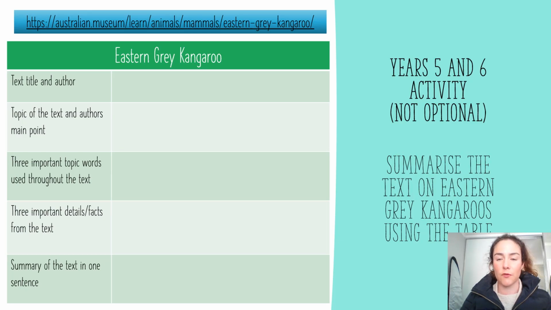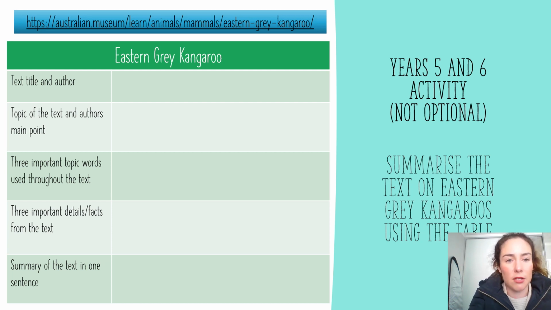This activity is for 5-6 students, and unfortunately for you guys, it is not optional. You need to complete this one. So what you're doing today is you're going to summarize the text on Eastern grey kangaroos using the table on the left-hand side here. So you need to click the link at the top, taking you to the website on Eastern grey kangaroos, and you're going to fill out the table. It's a little bit like the hunt the text table on the pages before, but a little bit more advanced for you guys.